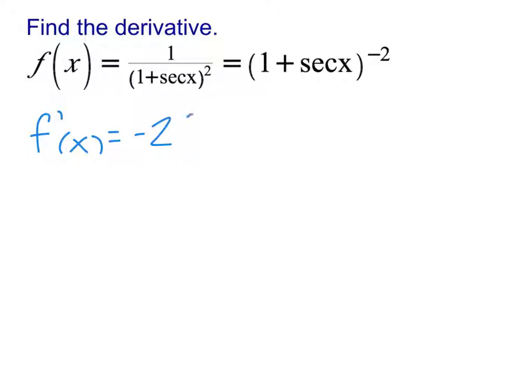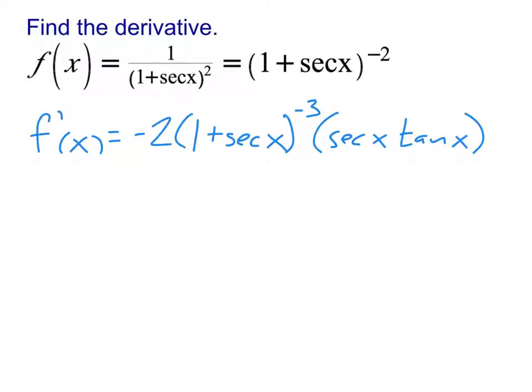So we do -2 times that something to the power of, and then I take my original exponent, subtract 1, so it becomes a -3. The stuff on the inside, where normally we just have an x, just stays whatever it was. But this is where the whole chain rule thing comes in, because I now have to multiply that result by the derivative of the inside. So the derivative of secant is secant tangent. And so that gives us our answer. And yes, you're fine to leave it like that right now.